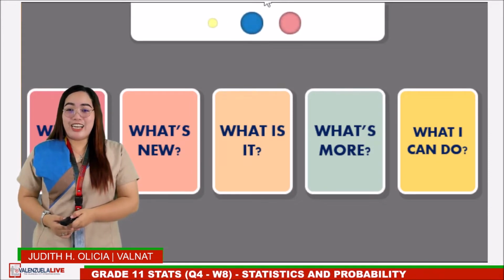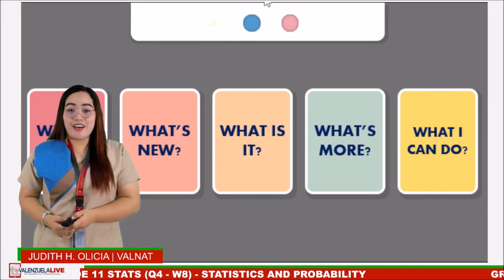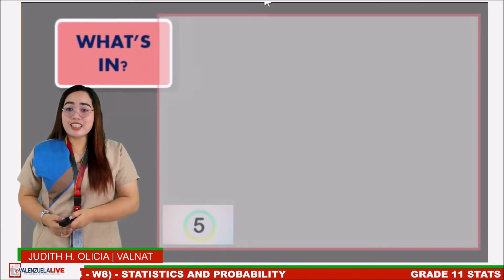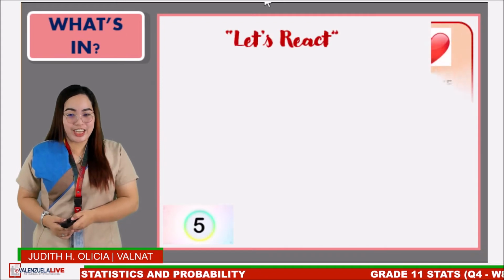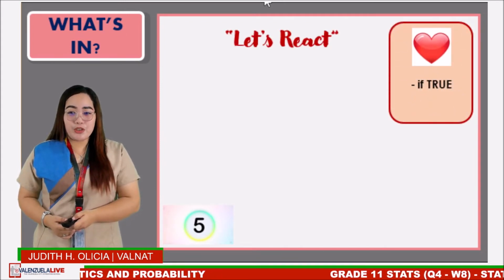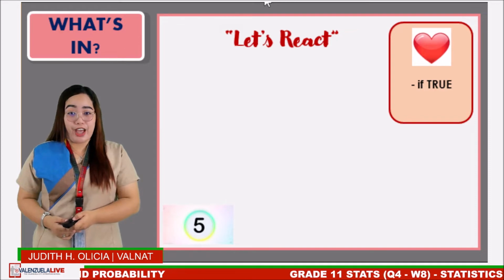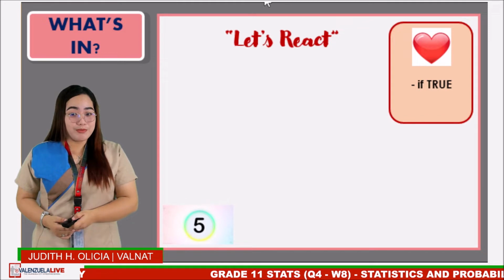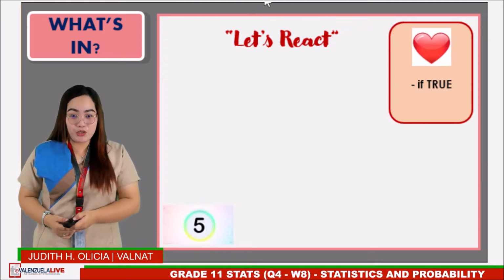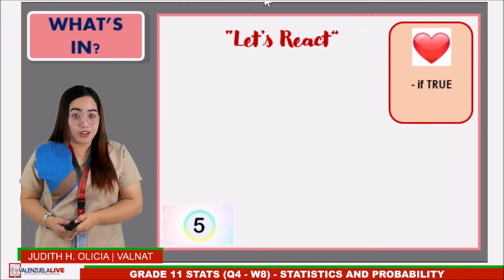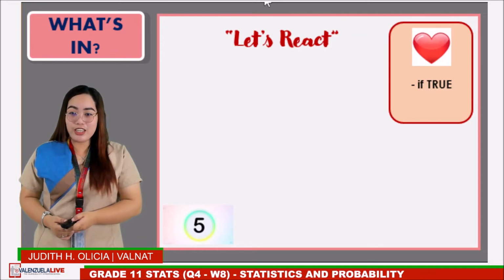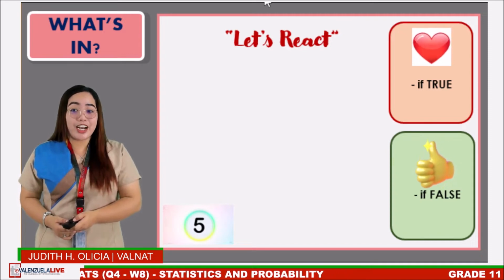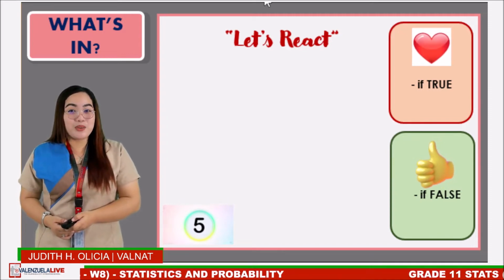Before we begin our lesson for today, let us have an activity. This activity is called Let's React. I will be showing you statements and you need to identify if it is true or false. If your answer is true, just press or click the heart emoji. And if your answer is false, just click the like button and I will give you 5 seconds to think of your answer. Are you ready? Let us now start.